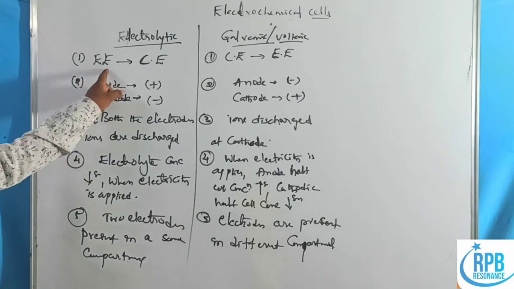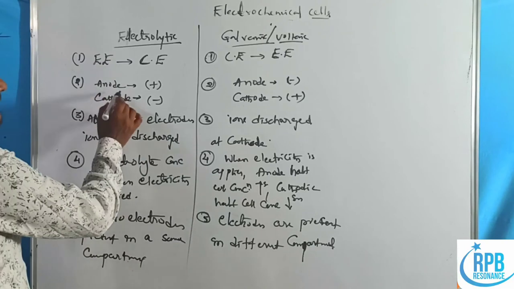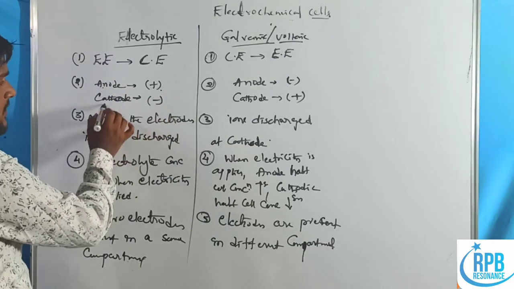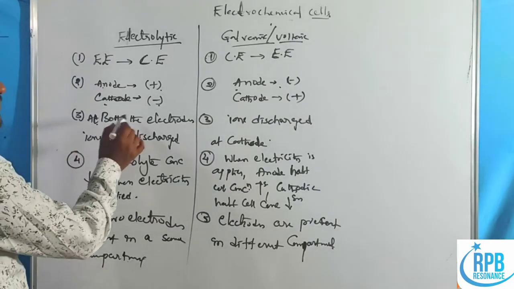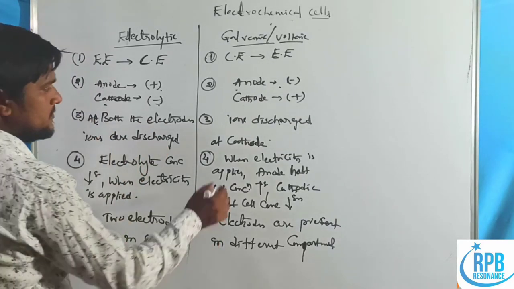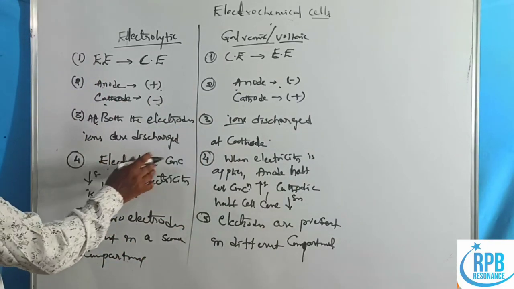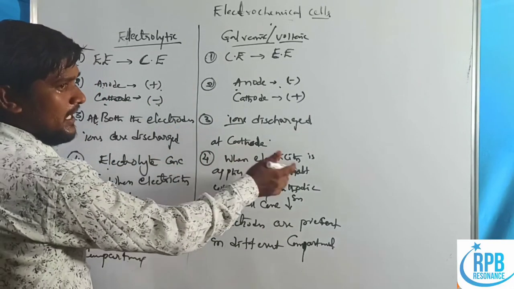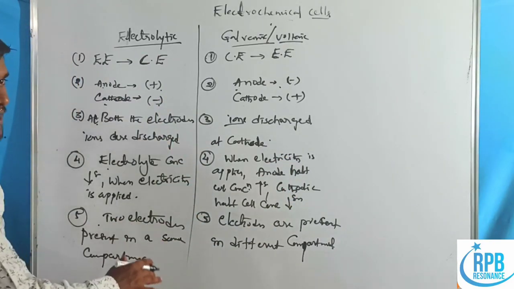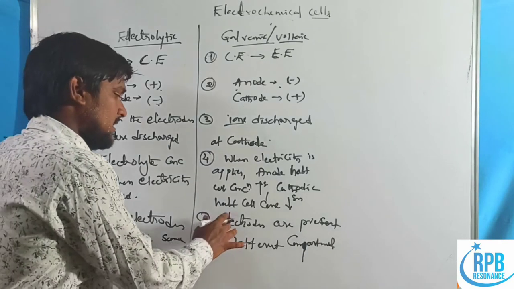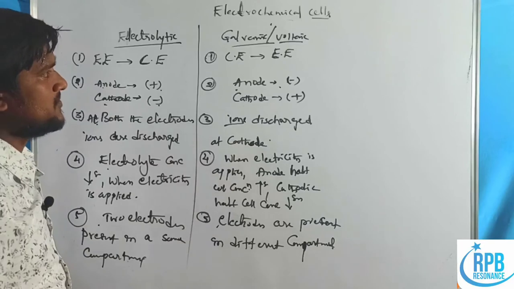First one: electrical energy is converted into chemical energy; here chemical energy is converted into electrical energy. Here the anode is positive and the cathode is negative; here the opposite, the anode is negative and the cathode is positive. Here ions are discharged at both electrodes; here ions are discharged at the cathode only. Whenever electricity is passed, the electrolyte concentration is reduced. Here the anodic half-cell concentration increases and the cathodic half-cell concentration decreases. Two electrodes are in the same compartment; here the electrodes are in different compartments. So these are the major differentiations.